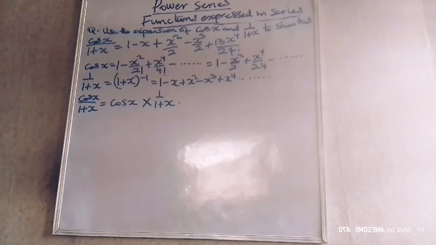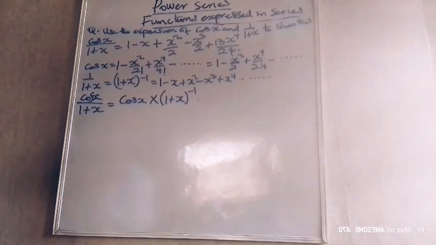1 over 1 plus x is equal to 1 plus x raised to the power minus 1, and that gives 1 minus x plus x squared minus x cubed plus x raised to the power 4 and continues like that. So cos x over 1 plus x is equal to cos x multiplied by 1 plus x raised to the power minus 1. And let's do the multiplication.